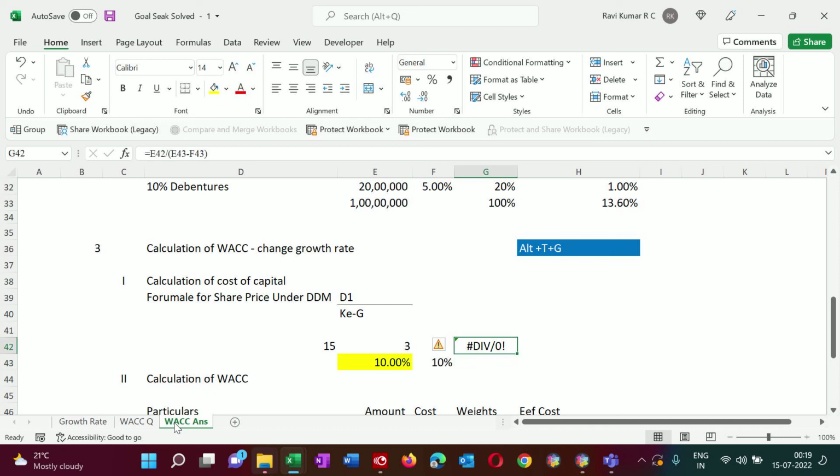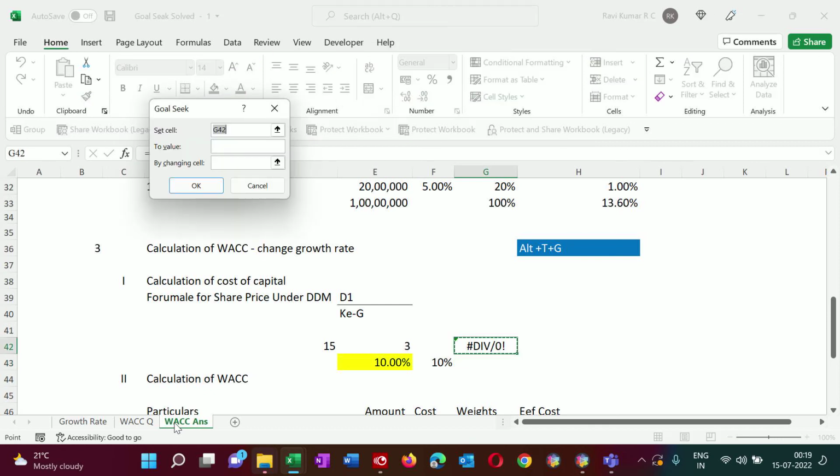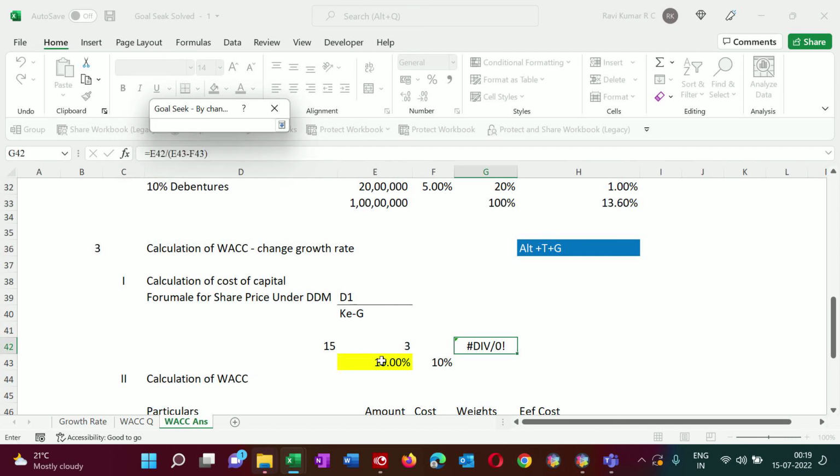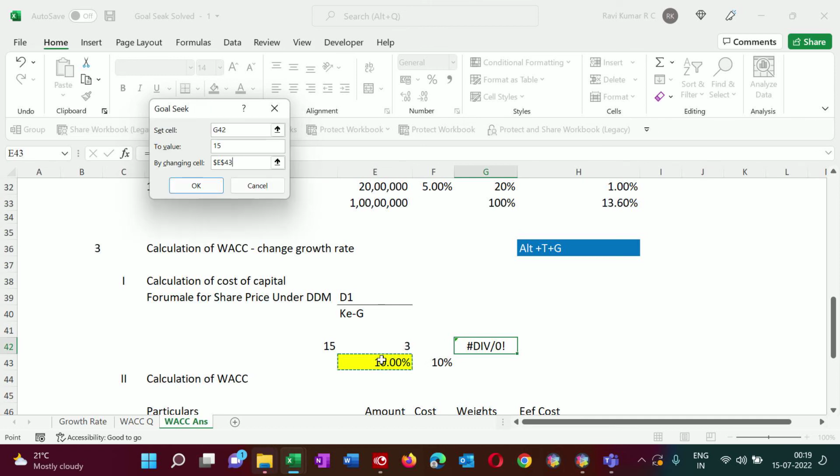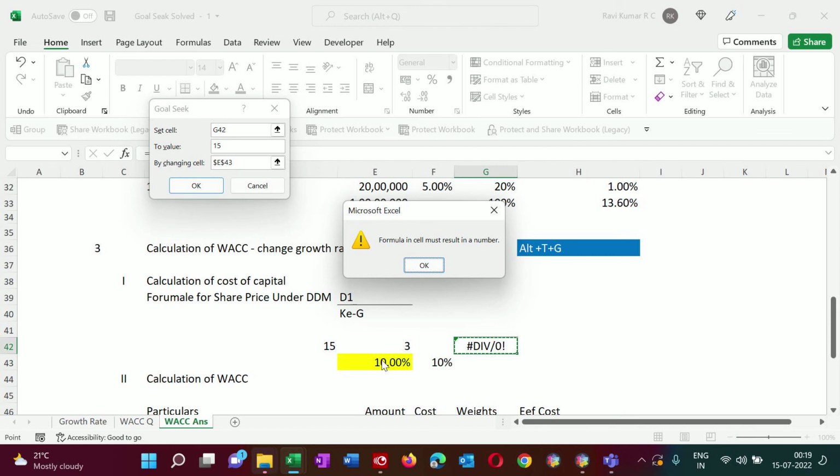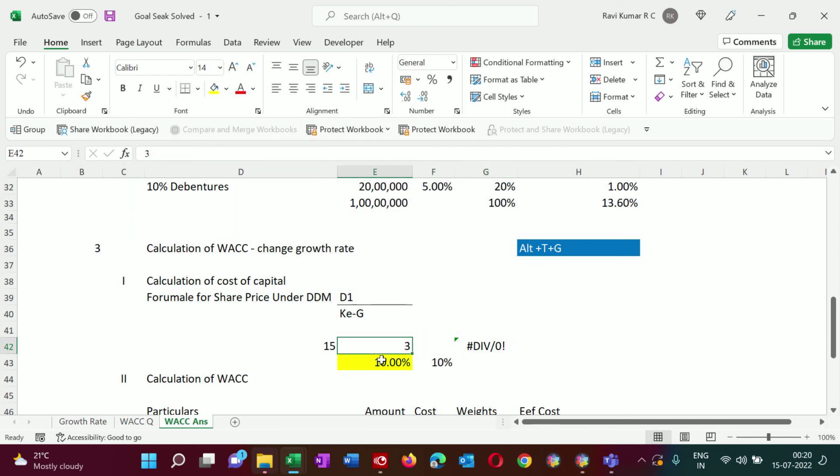Now I'm going to apply. I'll keep my cursor in this G42 and apply Alt G, that is called Goal Seek. And what value I wanted? I wanted 15 rupees by changing K again. It says it must result in a number. There is an error. Okay, what is the error? This is showing an error because both this and this are 10. That's why it is showing an error.